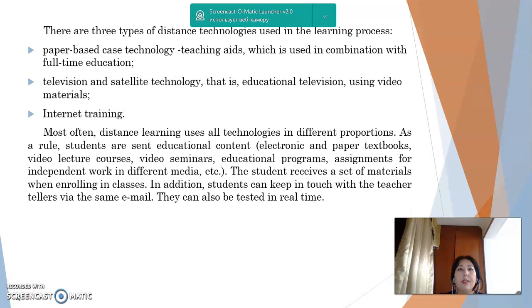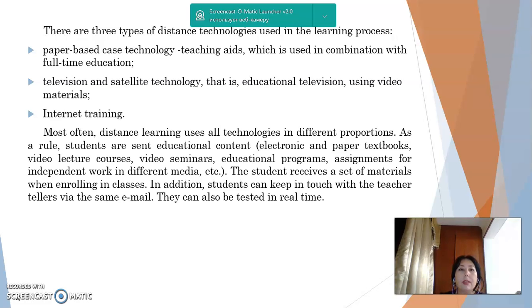There are three types of distance technologies used in the learning process. Paper-based case technology, like teaching aids, which is used in combination with full-time education. Television satellite technology, that is, education television using video materials. Internet training. Most often, distance learning uses all technologies in different proportions.